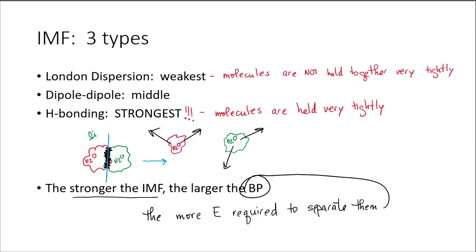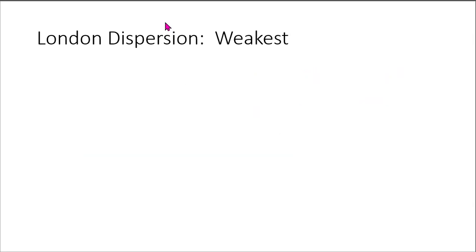So this is like liquid water here. Molecules are close together, interacting strongly. And here we have gaseous water, also known as water vapor. And those molecules are moving really rapidly away from each other. All right, so let's talk about London dispersion.